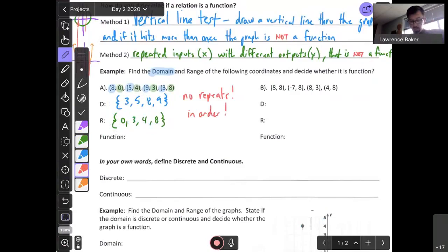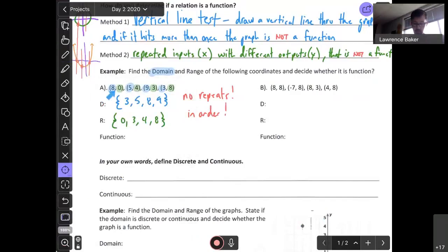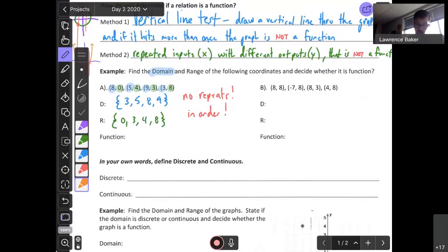Okay. Since I don't have a graph, I can't use the vertical line test unless I wanted to spend time plotting the points, which would just take time. So I'm going to use the second method. I'm going to look for repeated x values that have different y values. Just like we talked about earlier, none of our x values are repeated. So as far as we know, this must be a function because 8 only gives us 0, 5 only gives us 4, 9 only gives us 3, 3 only gives us 8. From the information we're given, we say, yes, this is a function.